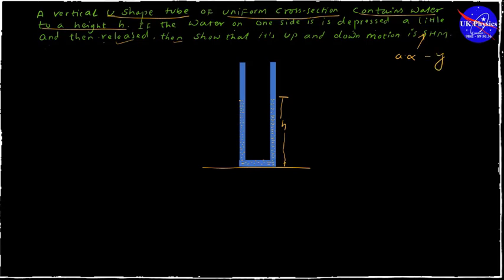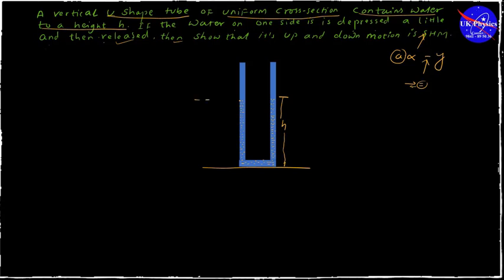So to show simple harmonic motion, we have to show that the acceleration is proportional to the displacement. The negative sign indicates that the direction of the acceleration and the displacement are exactly opposite. So our goal is to find the acceleration. Let's try to find this out.